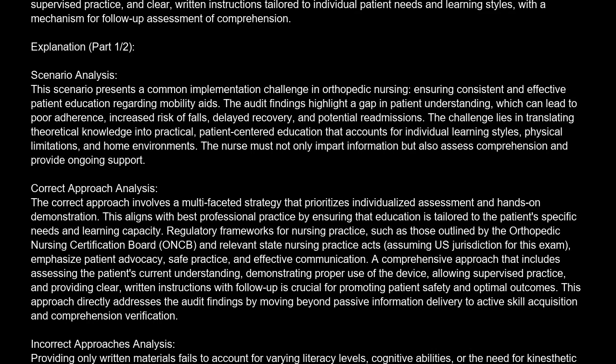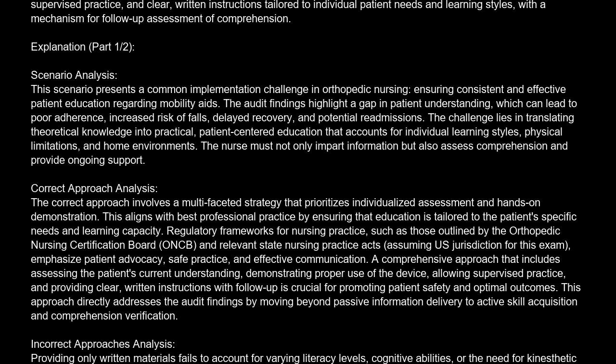Correct answer is B. Develop and implement a standardized, multimodal patient education program that includes hands-on demonstration, supervised practice, and clear, written instructions tailored to individual patient needs and learning styles, with a mechanism for follow-up assessment of comprehension. Explanation. Scenario analysis. This scenario presents a common implementation challenge in orthopedic nursing, ensuring consistent and effective patient education regarding mobility aids. The audit findings highlight a gap in patient understanding, which can lead to poor adherence, increased risk of falls, delayed recovery, and potential readmissions.